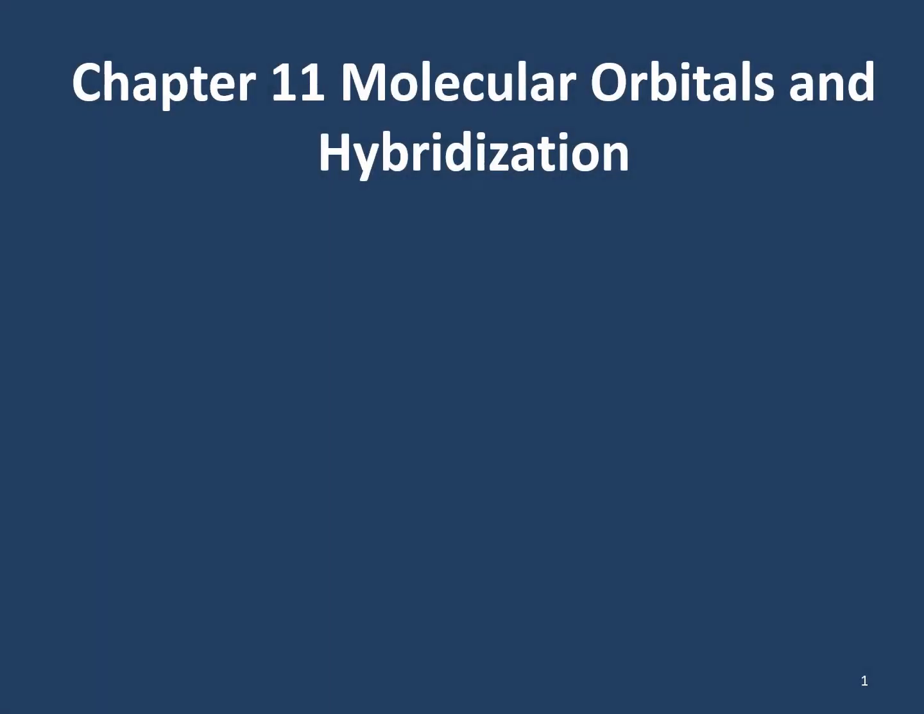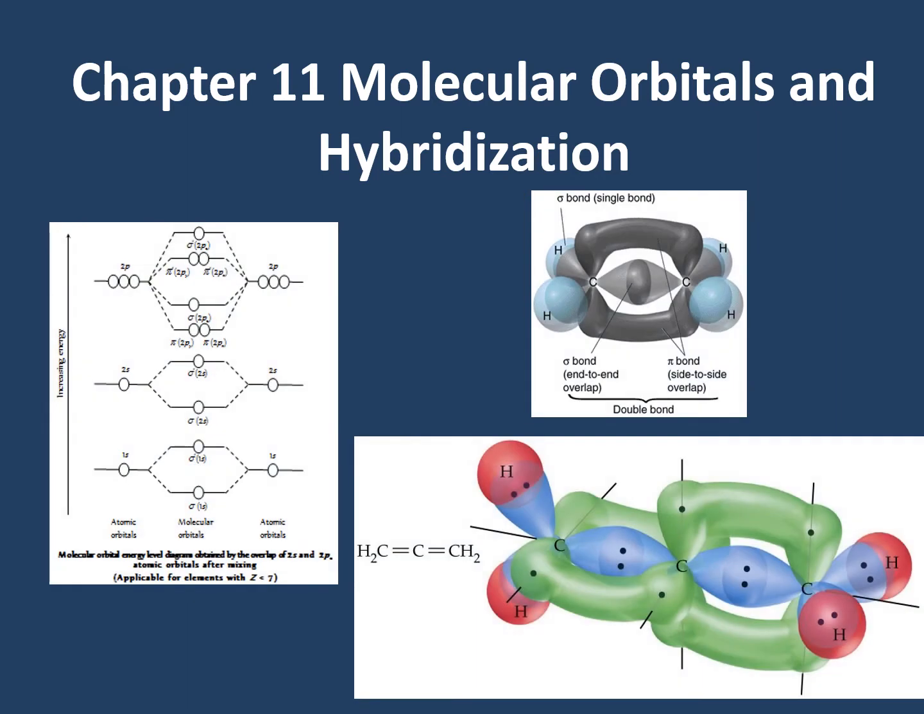Hello, Chem 1A. This is Chapter 11, Lecture Video 1, and we're going to be covering really molecular orbitals and hybridization in this chapter. Now, what that really means is we're going to be talking about not just why things bond, but really what's going on when we form a covalent bond.